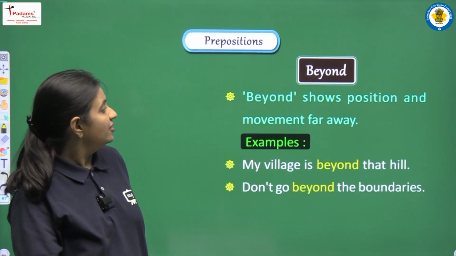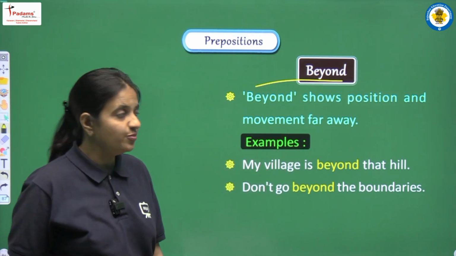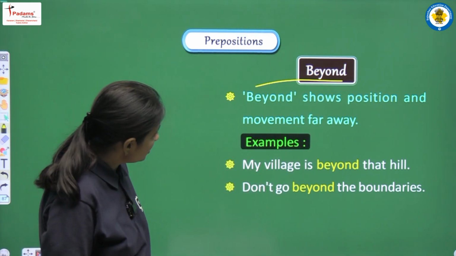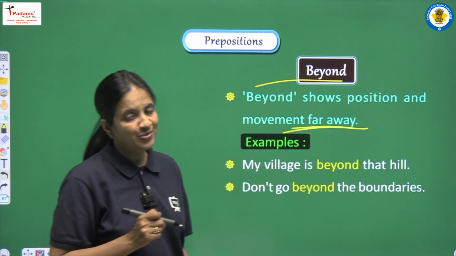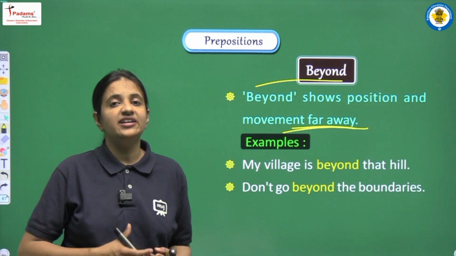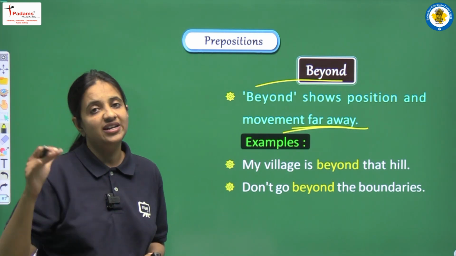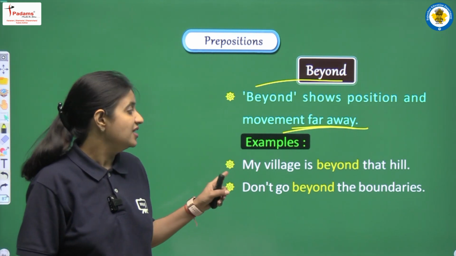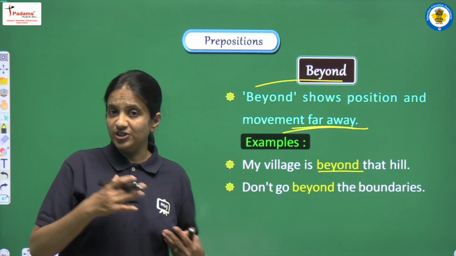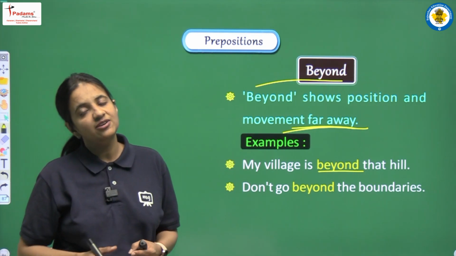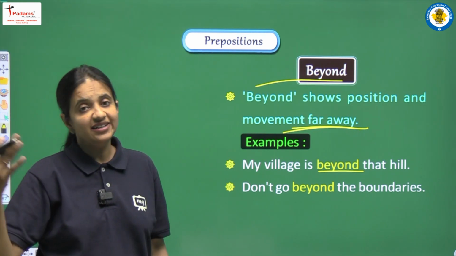We are having another preposition, that is beyond. So let's see the uses of beyond. Beyond shows position and movement and where, far away. So with the help of beyond, we can show the position that is very far away. We can show the movement that is going on very far away. Let's see the examples. My village is beyond that hill. So here we are trying to show the position of my village, and we are saying that my village is very far away. It is beyond that hill.